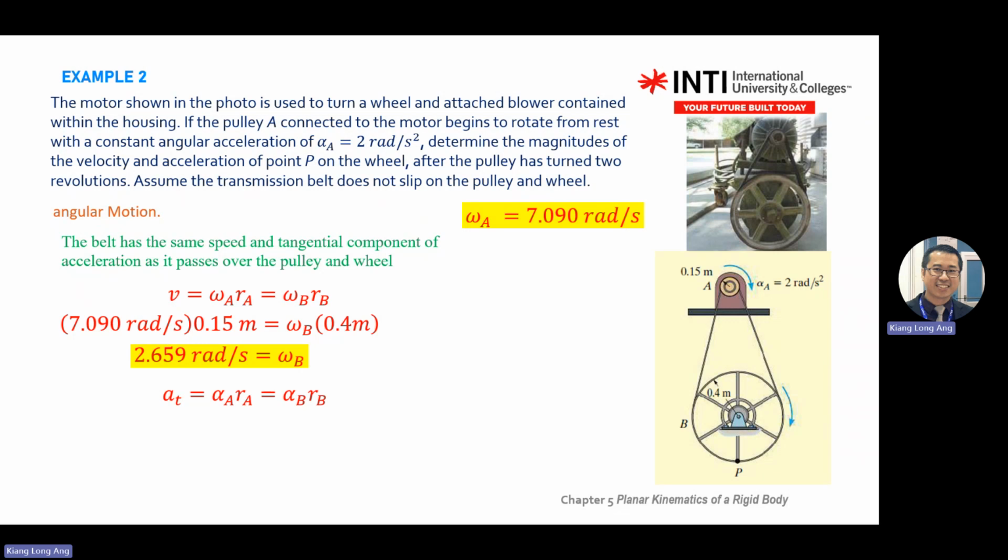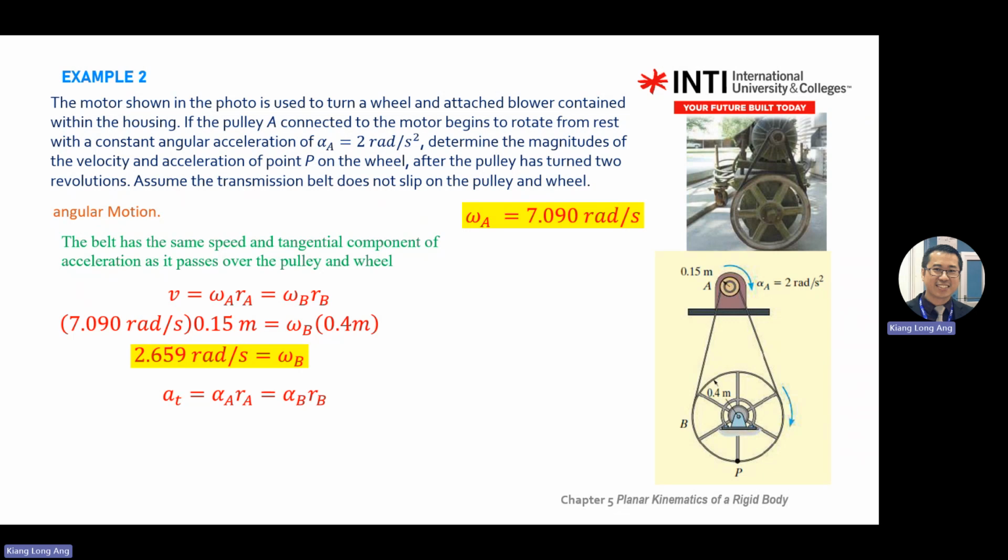Acceleration at the point of A and B will be the same, like velocity, because it's the belt. So velocity and acceleration will be the same. So you link acceleration in the tangent direction. Now, tangent direction is alpha r. Normal direction is omega squared r. Don't confuse between these two.